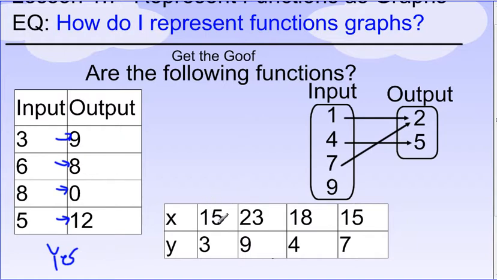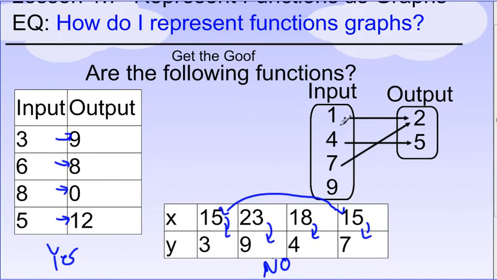Second one down here, 15 goes to 3, 23 to 9, 18 to 4, and 15 to 7. No. 15 cannot go to 3 and 7, so that is not a function.